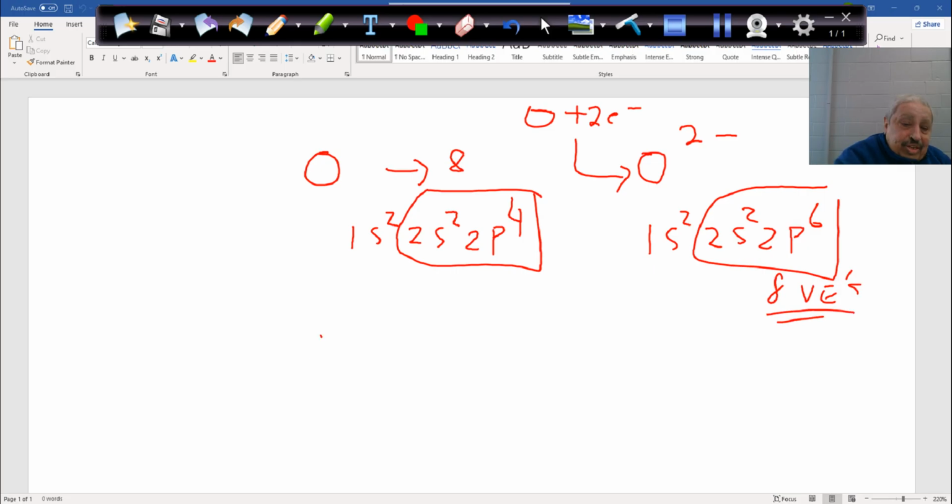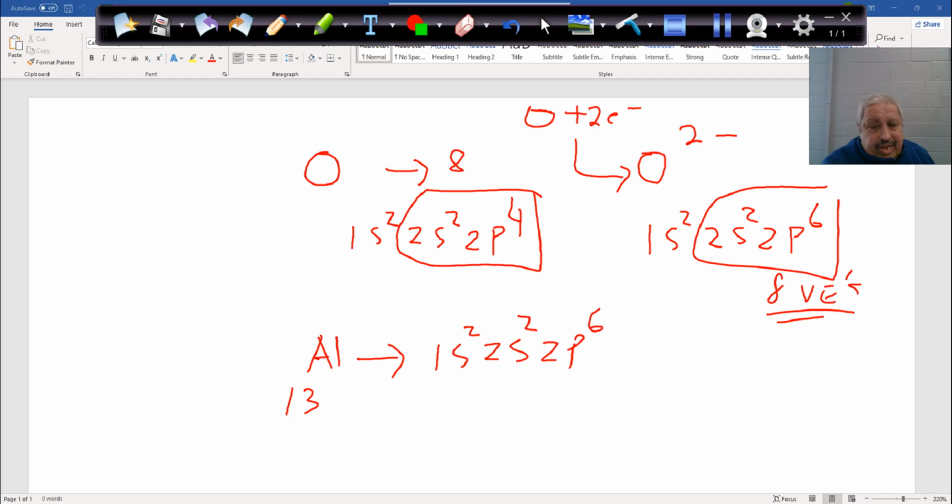Now aluminum, we'll do the same thing. That's a metal. What is the atomic number of aluminum? Is it 13? 15? 13, yes. So 1s2, 2s2, 2p6, that's 10, 3s2, 12, and 3p1.